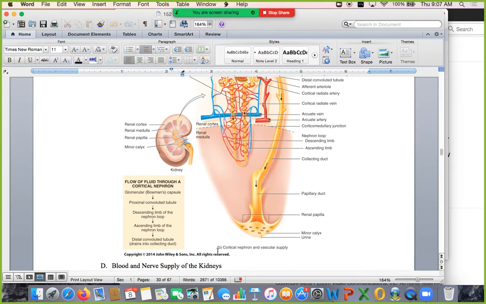Basically, it's going to come out of the blood supply through a filtration process and then get concentrated through these loops. So we have the flow of fluid through the cortical nephron. Basically, we're going to have fluid coming in through the Bowman's capsule, then getting collected in the proximal convoluted tubule, then the descending and the ascending limb of the nephron loop, up into the distal convoluted tubule, which is then going to drain into the collecting duct, and then out into the papillary duct, into the minor calyx.